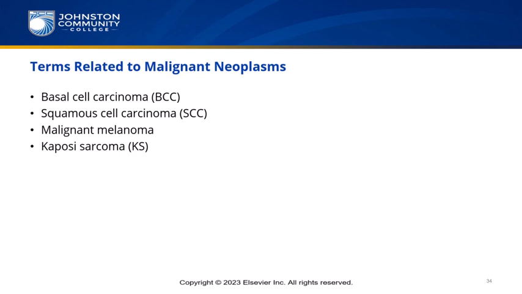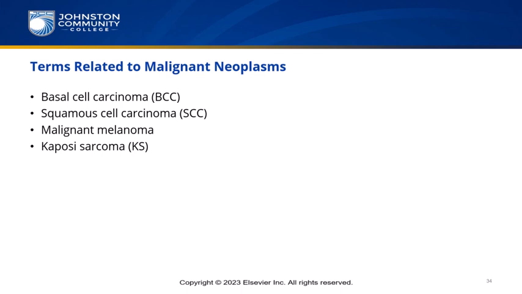Now let's discuss some terms related to malignant neoplasms. Basal cell carcinomas are the most common form of skin cancer. They originate in the lowest layers of the epidermis and usually occur on the face and other areas that are chronically exposed to the sun. Basal cell carcinomas rarely metastasize.